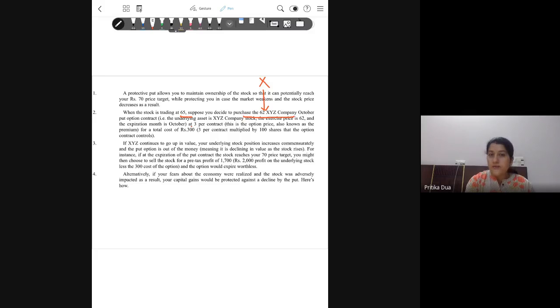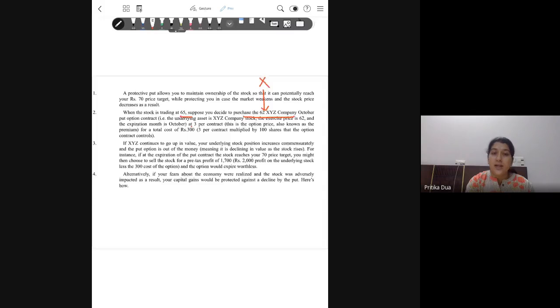Now whatever be the situation in the market, you can comfortably sell these 100 shares at rupees 62 per share. Now there are two possibilities. Say assuming this is a European contract. European contracts can be exercised only at the expiry date, while American options can be exercised either at expiry date or any time before the expiry date.